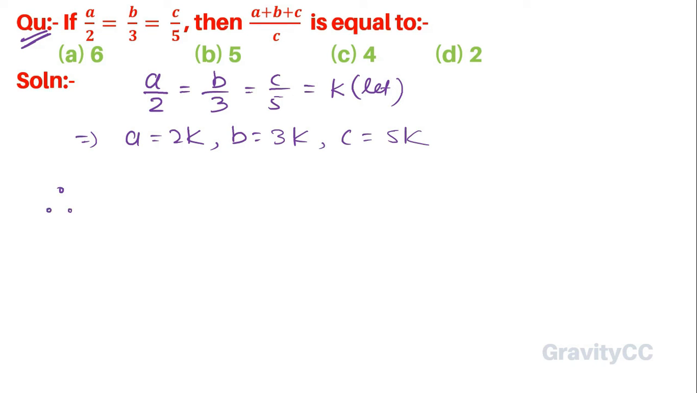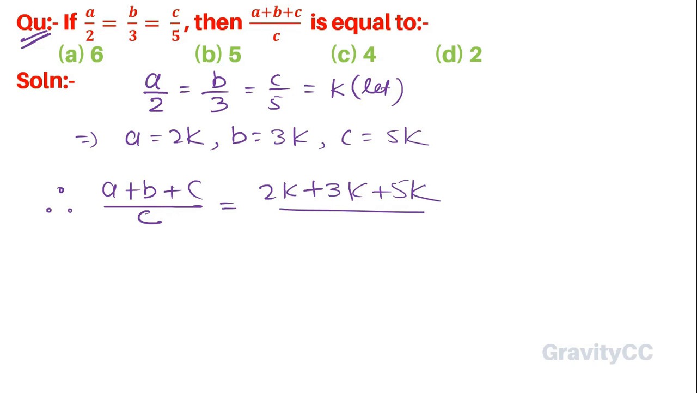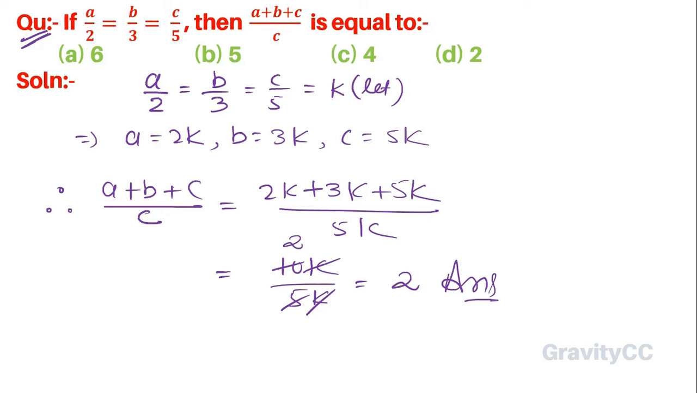So therefore a plus b plus c upon c is equal to 2k plus 3k plus 5k upon 5k. So it is equal to 10k upon 5k. k cancels with k, and 10 by 5 equal to 2. Answer. So option D is the correct answer.